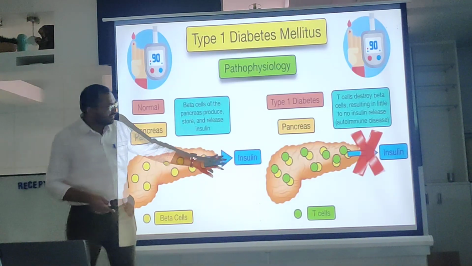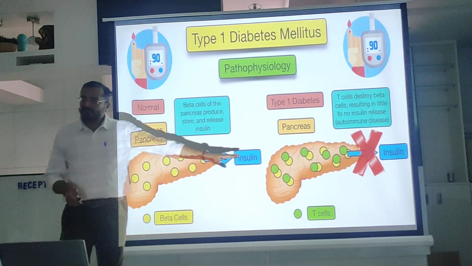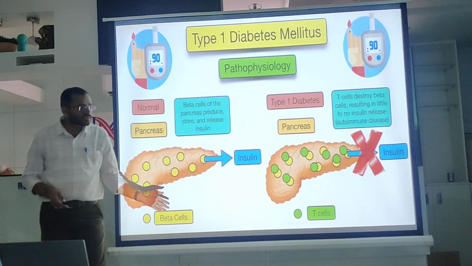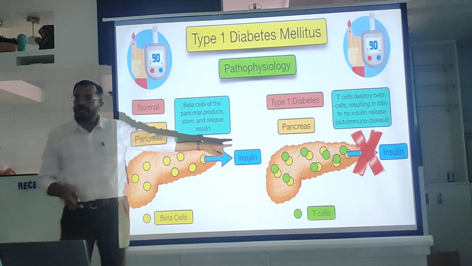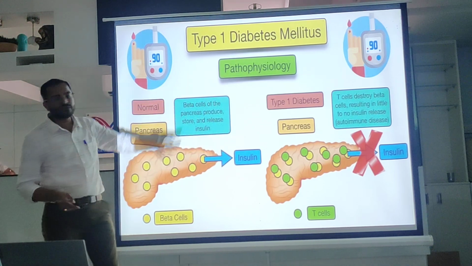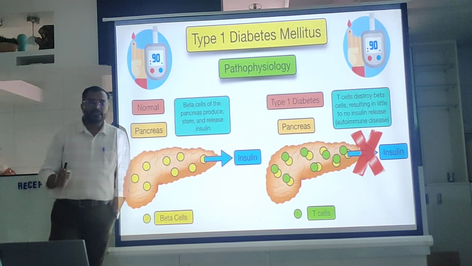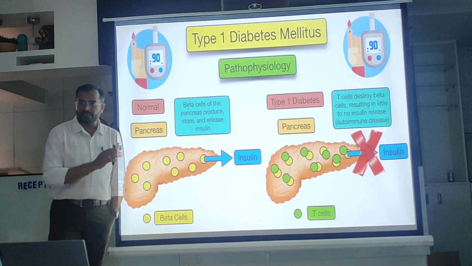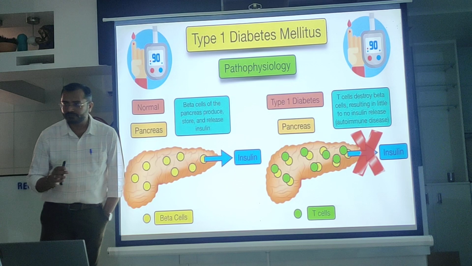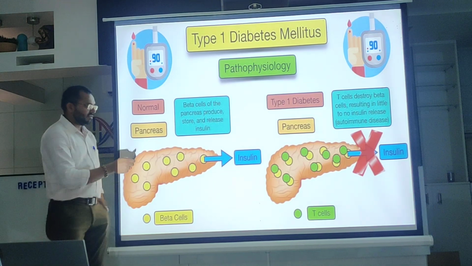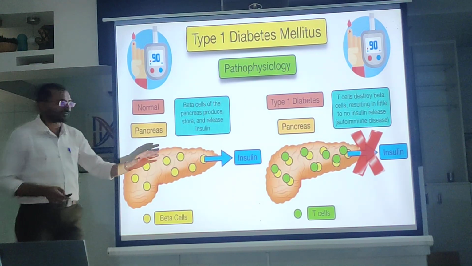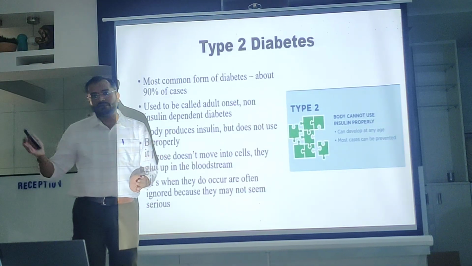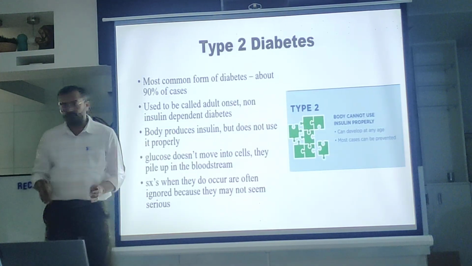So we can see that insulin is not produced because of beta cell destruction, which can lead to persistent hyperglycemia. That is the pathophysiology of type 1 diabetes. Any query regarding type 1 diabetes up till now, up to pathophysiology and basic understanding of the pancreas? Okay, hope everything is clear because I have made this in a chart so that it is easy to understand. Now we shift to a different type of diabetes.